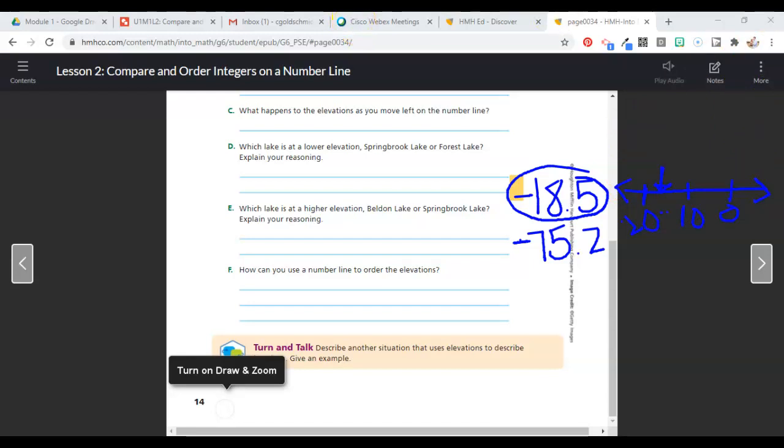Put that into words down here. So Belden Lake, because negative 18.5 is farther on the right of the number line. The farther right you go, the higher the number. Now F, how can you use a number line to order the elevations?